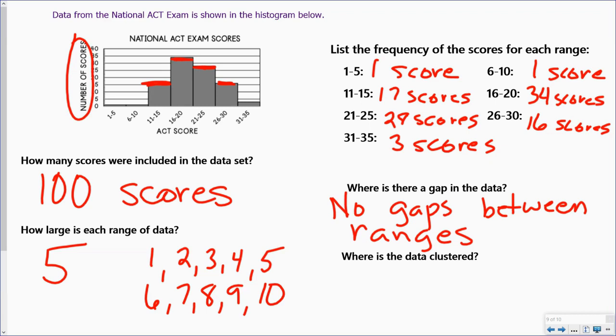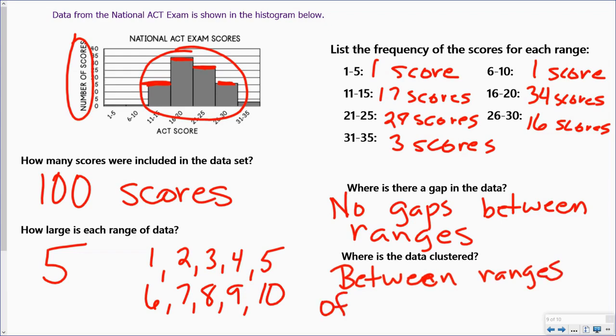Where is the data clustered? Well, based on here, it looks like a lot of the data falls kind of right in that area. So I would say between ranges of 11 to 15 to 26 to 30 looks like where a majority of my data is grouped or clustered together.